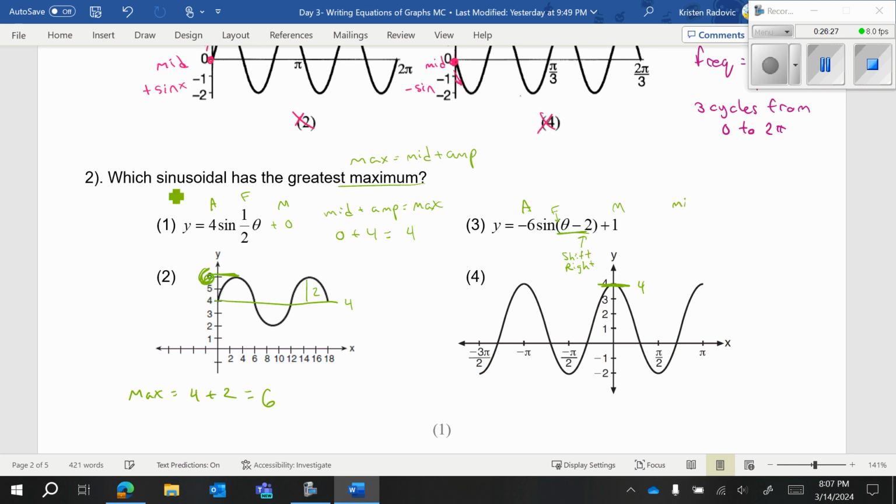So your midline plus your amplitude equals your max. Your midline is 1. Your amplitude is always positive. The negative represents a reflection. The negative does not have to do with your amplitude. So the amplitude is 6. If you're starting at 1 and you go up by 6 units, you're now up to 7. So 7 was the largest number out of all of your options.